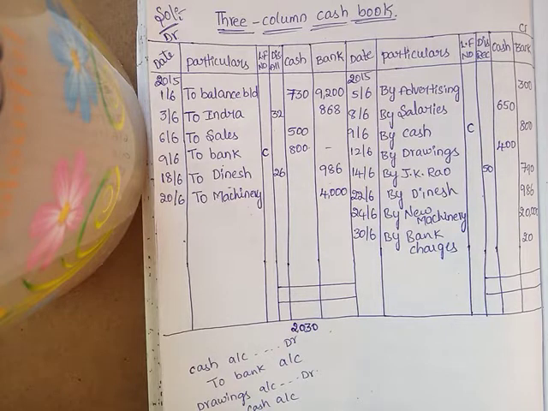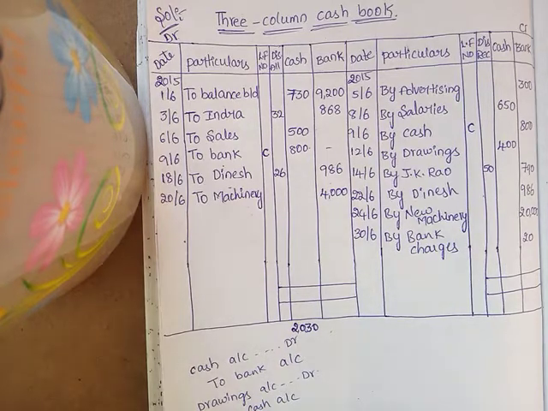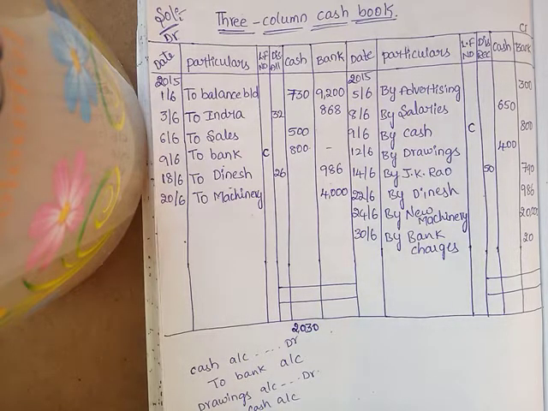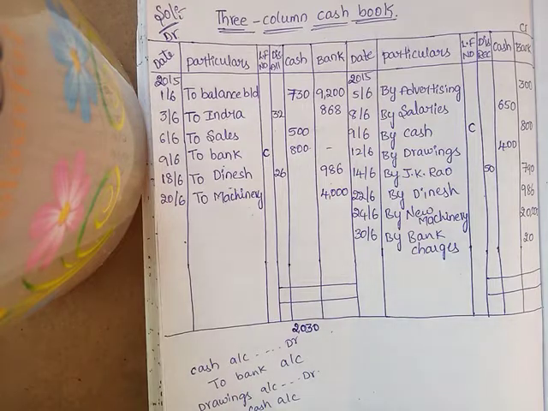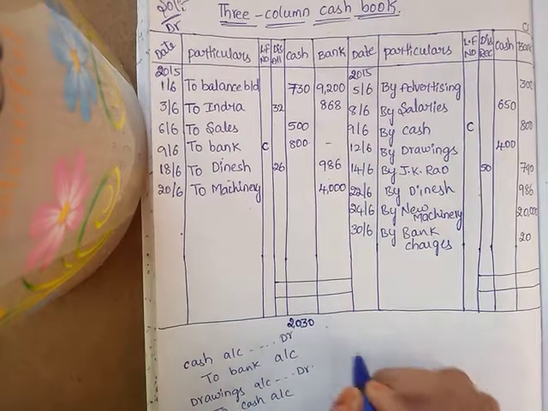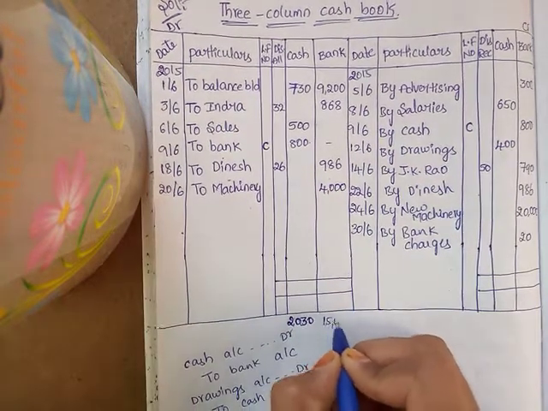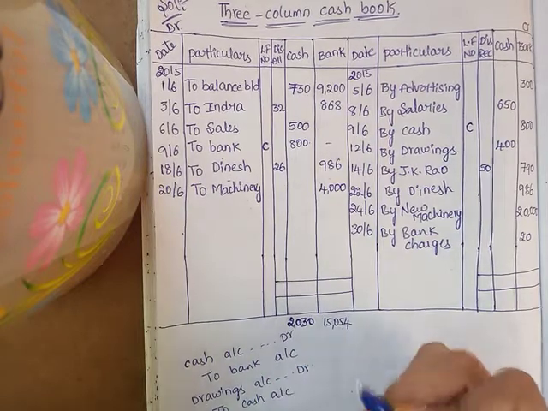Next is do the bank column totals. It is 9,200 plus 868 plus 986 plus 4,000. Total is 15,054.